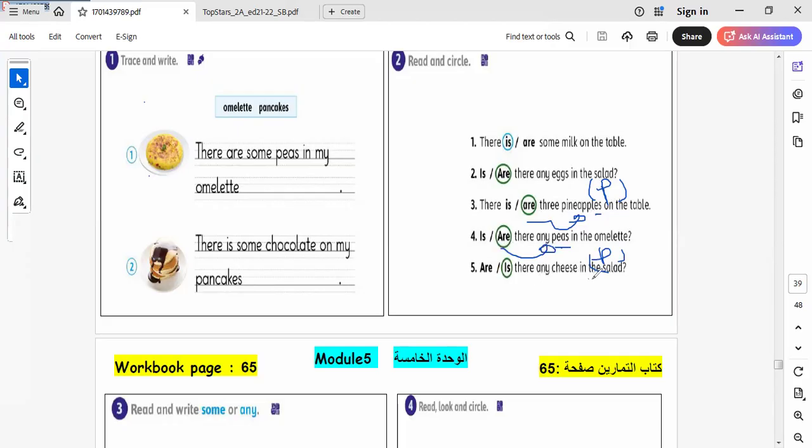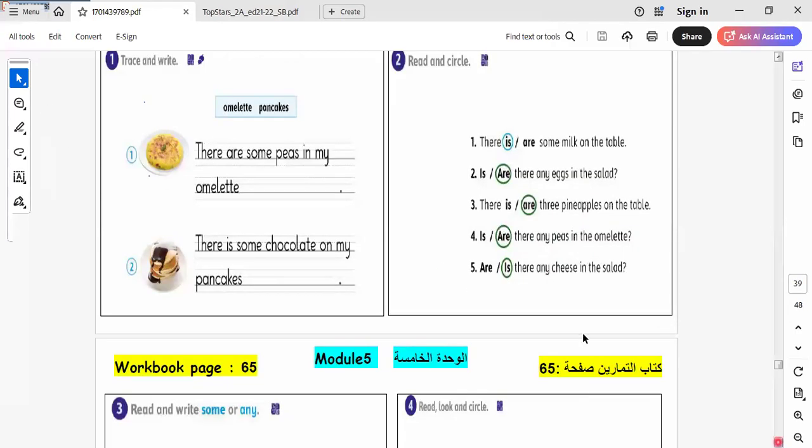Place any cheese in the salad. So here, cheese is what? Uncountable. And I know that when we talk about uncountable nouns, I treat it as what? As an uncountable noun, treated as singular. So I put here "is". This is the rule that we must know. Cheese is uncountable, so we treat it as singular by putting "is" as a verb. Verb to be singular, not plural.